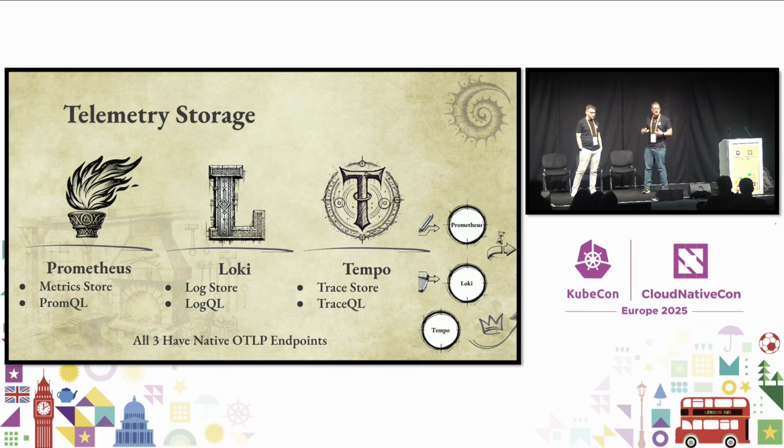And then Loki is our log store. This also has its own query language. It's very heavily based on Prometheus, and this is called LogQL. And we're using that to grab all of those logs in that panel on Grafana as well.